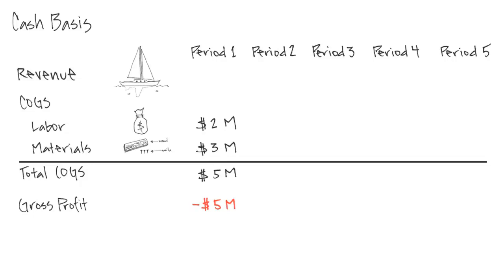And then let's say that the sales cycle is very slow and you don't actually sell the boat until period 3. With the price of $10 million, in period 3 you'd show a gross profit of $10 million. Here, your period 1 income statement and your period 3 income statement clearly would not be very helpful in understanding your profitability.